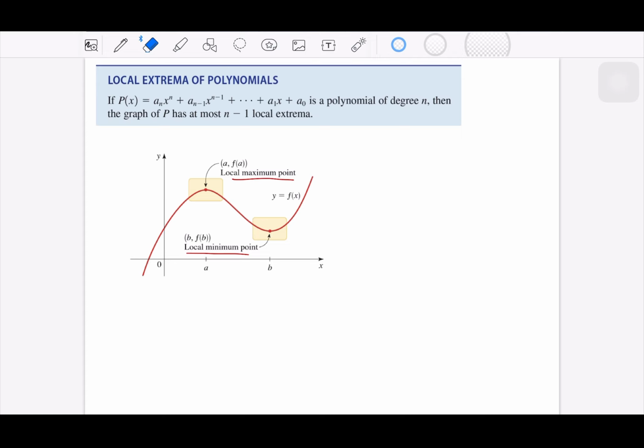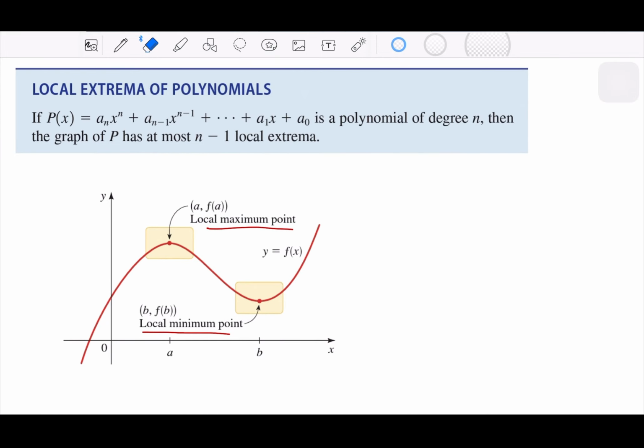The theorem says that if P is a polynomial of degree n, then the number of extrema will be at most n minus 1. So if we start from x squared, degree 2, then the extrema is 1. And it's true, right? If we have degree 2 like a quadratic function, we can have only 1.